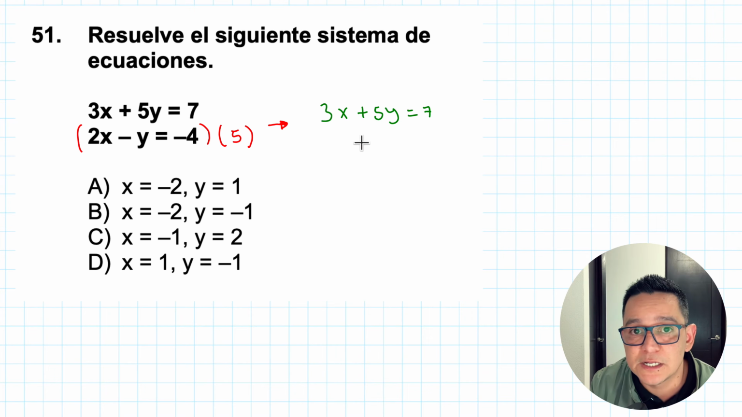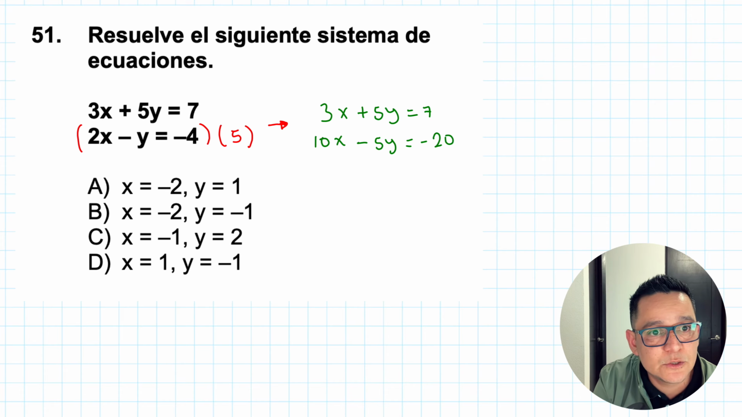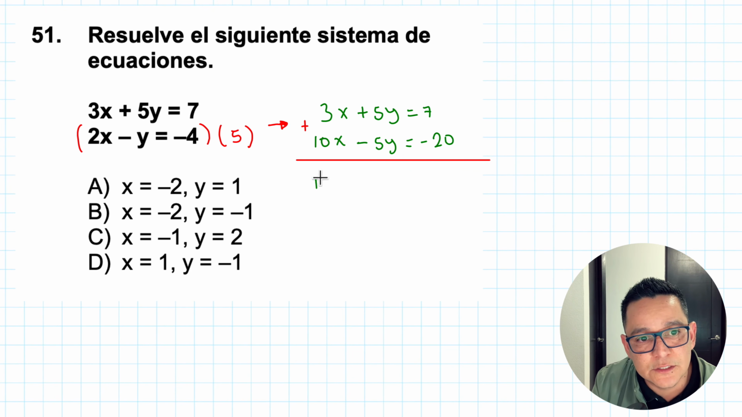Next, we multiply the second equation by 5. By 2x, it's 10x. Then 5 times minus y is minus 5y. And on the right side, we have 5 times minus 4, which is minus 20. In this case, it's better for me to add the 2 equations, since these 2 signs are different. All right, let's do the operations. I get 3x plus 10x, which is 13x in total. Then we have 5y plus minus 5y, so those cancel out, and on the right side, we have 7 plus minus 20, that's minus 13, right?